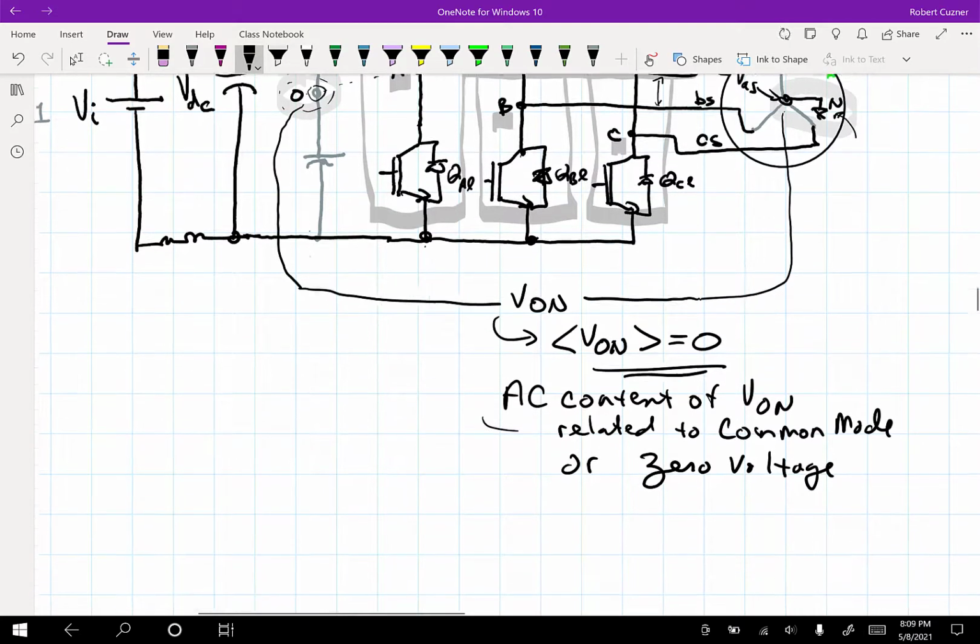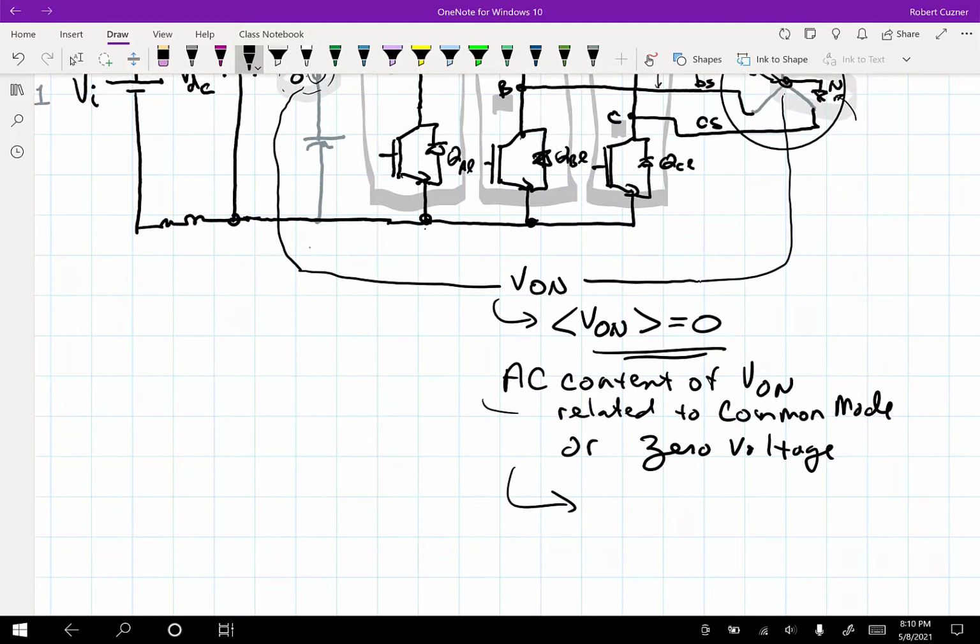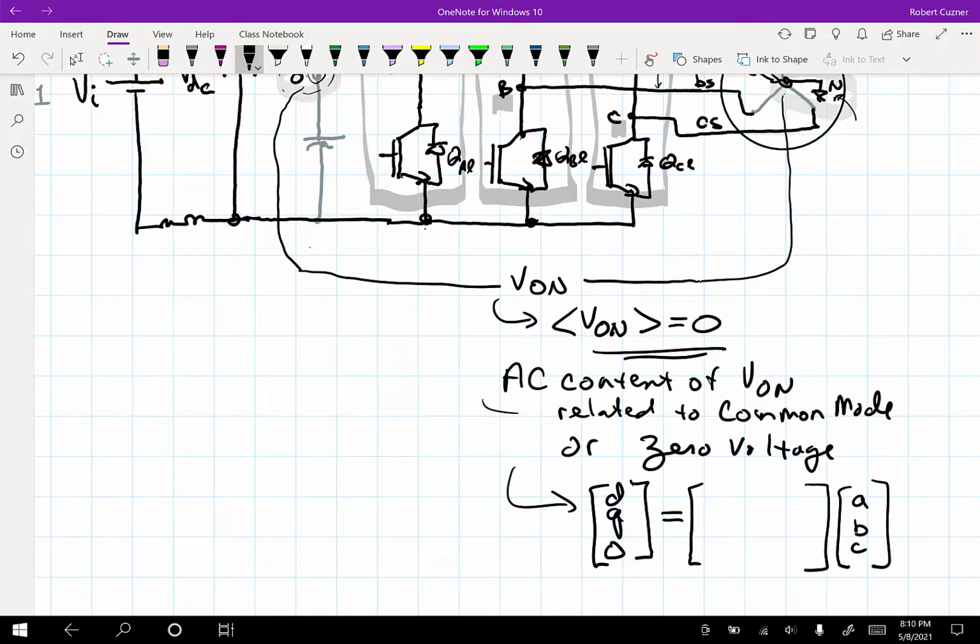And that zero voltage is when we first introduced the DQ transformations, going from ABC we would go to DQ, and there was a third, zero. We dropped that zero so far. This was actually a 3x3 matrix being multiplied times whatever was the ABC over here. And so this term here relates to this.